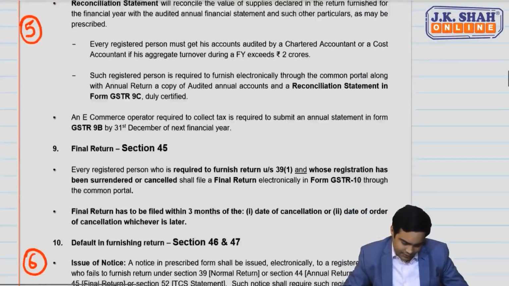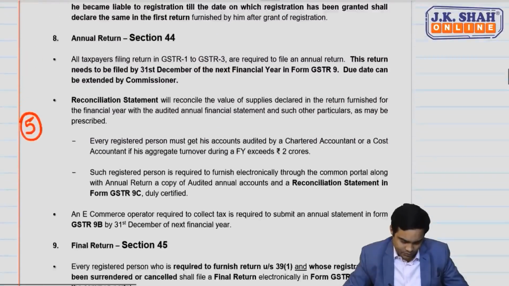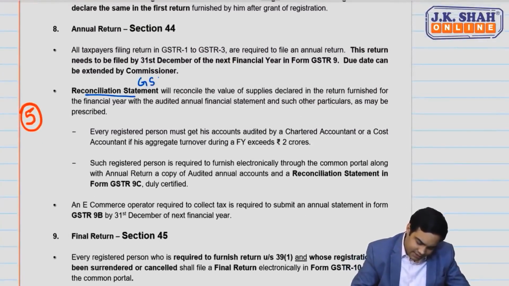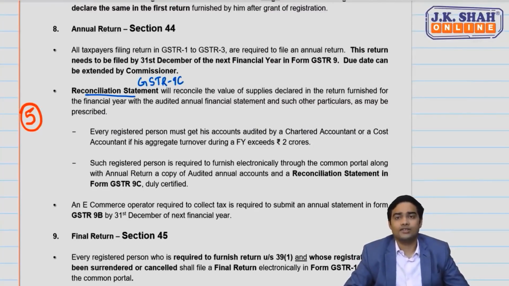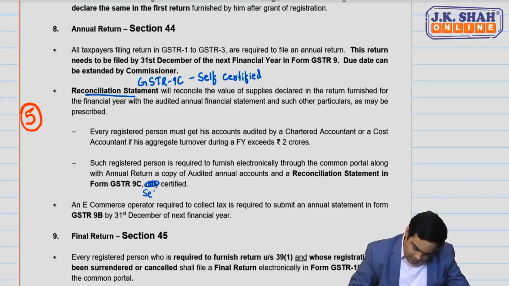Okay. Then come to page 168. The reconciliation statement, that is GSTR 9C. Earlier, this was to be certified by a chartered accountant. At present, self-certified. So now you can replace this with self-certified and this point is deleted.